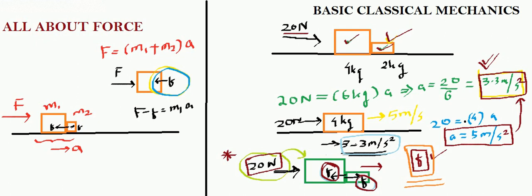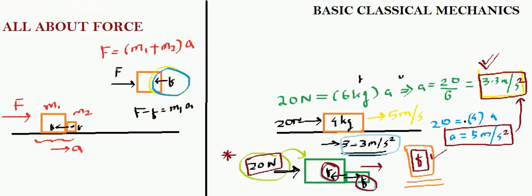Okay. So now that you know what the real acceleration is, the real acceleration is 3.3 meter per second square. Agreed? Now my main aim is to calculate the value of small f. I want to calculate the value of small f. So I use a very clever trick. The clever trick is as follows.